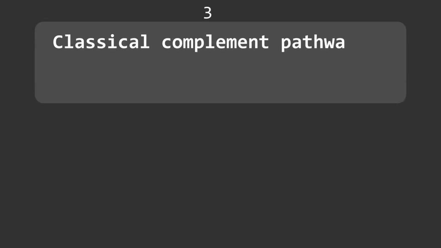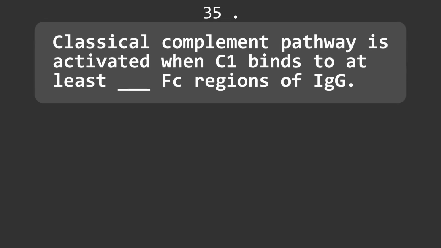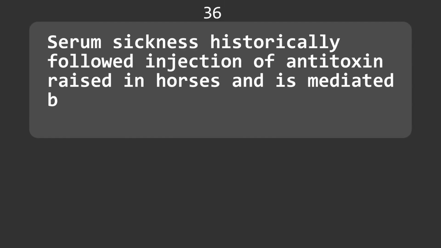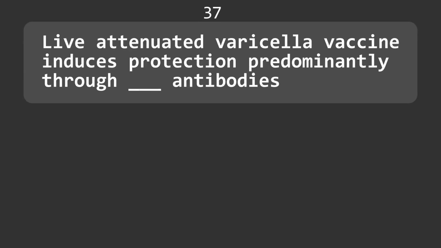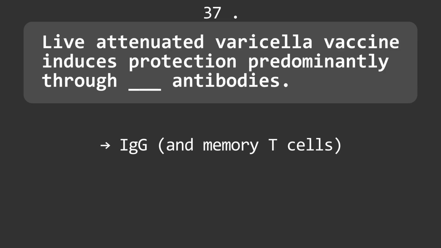Classical complement pathway is activated when C1 binds to at least how many Fc regions of IgG? 2. Serum sickness historically followed injection of antitoxin raised in horses and is mediated by immune complexes of which Ig class? IgG. Live attenuated varicella vaccine induces protection predominantly through serum antibodies, IgG, and memory T cells.